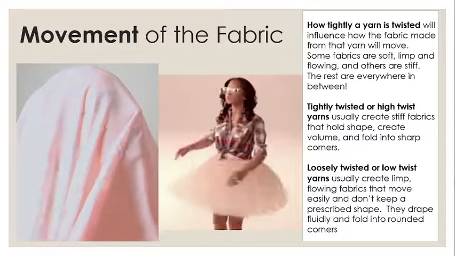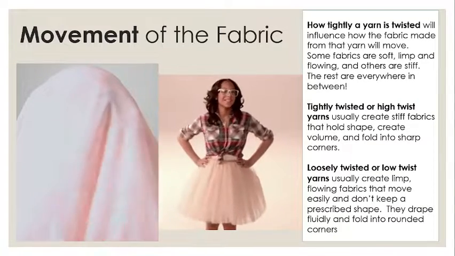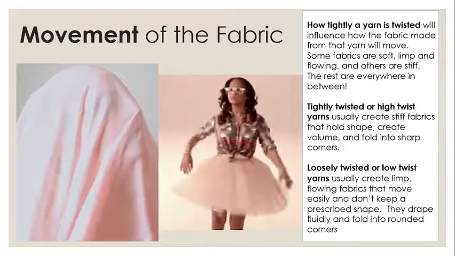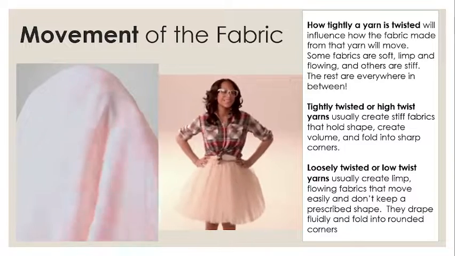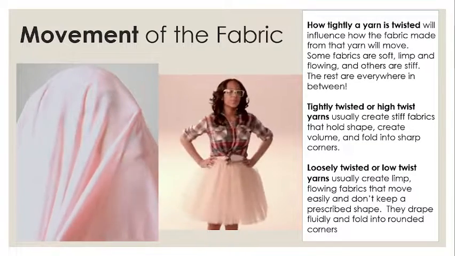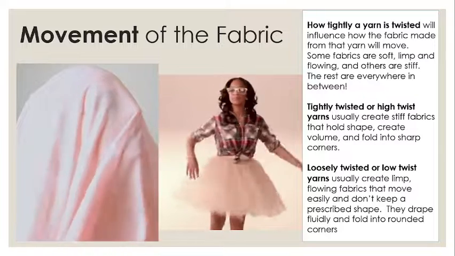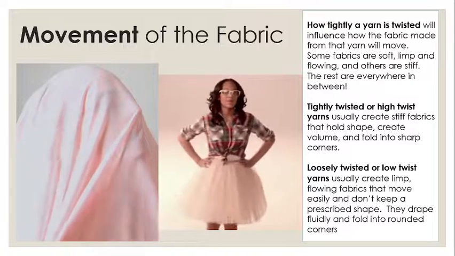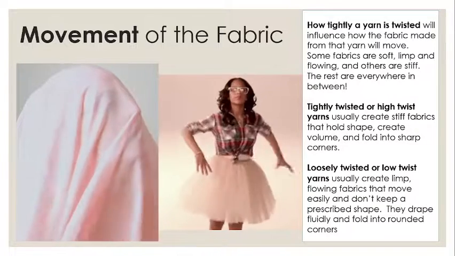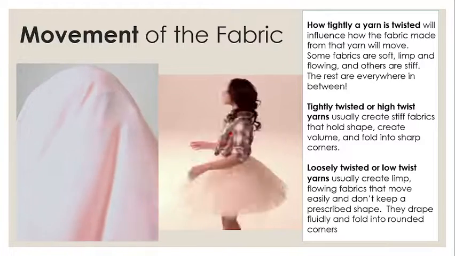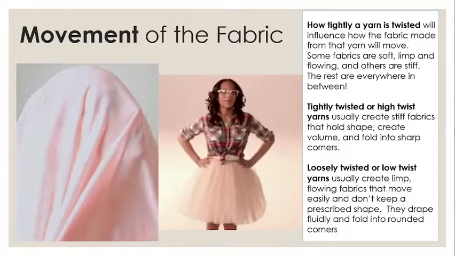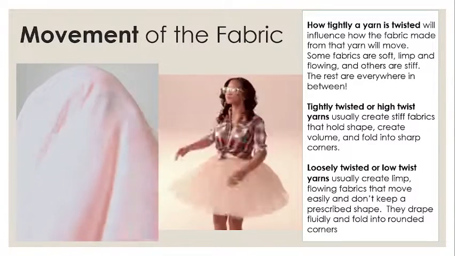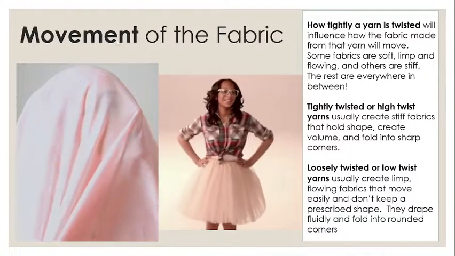Okay, in any sense, how tightly a yarn is twisted will influence how the fabric made from that yarn will move. Some fabrics, again, are soft and limp like on the left, and others are stiff like on the right, and the rest are everywhere in between. Tightly twisted yarns or high twist yarns usually create stiff fabrics, fabrics that hold shape, create volume, and fold into sharp corners. Loosely twisted or low twist yarns create limp, flowing fabrics that move easily, don't keep a prescribed shape, and drape fluidly and fold into rounded corners.